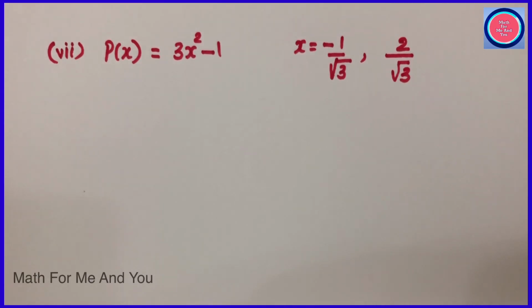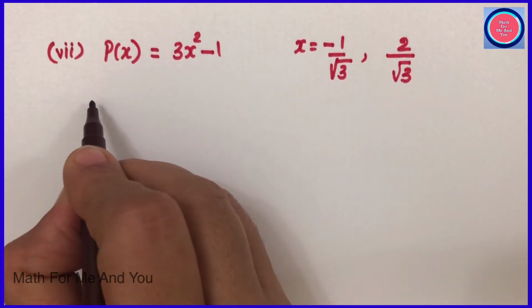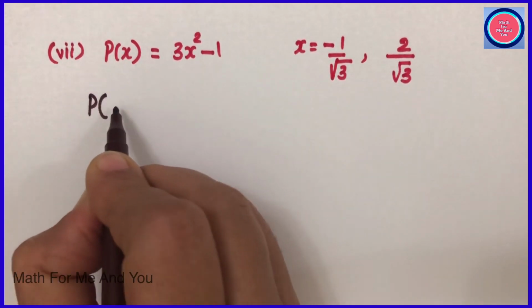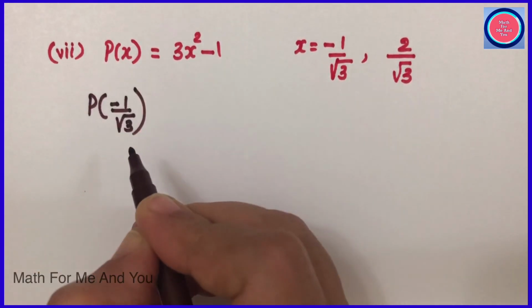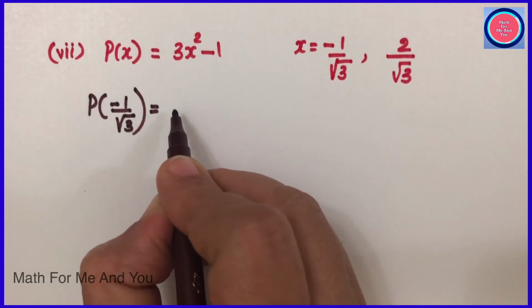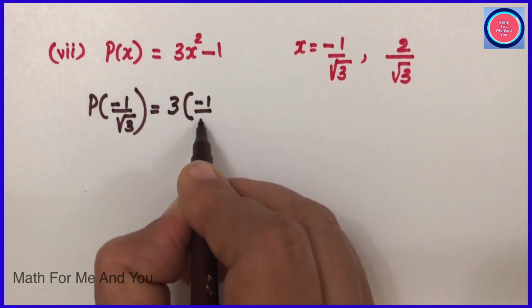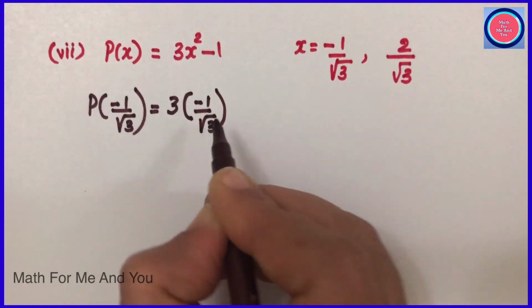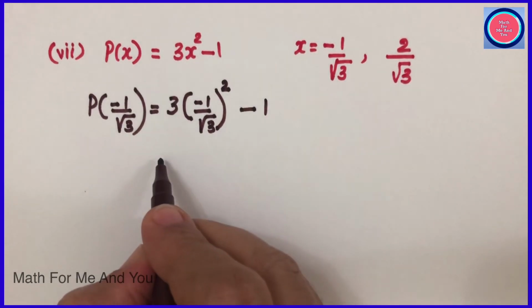Okay, now consider this polynomial P of x equals 3x square minus 1 and we have to check minus 1 over root 3 is a 0 or not. Also 2 over root 3 is 0 or not. We try with minus 1 over root 3. For that we take P of minus 1 over root 3. 3x square becomes 3 times minus 1 over root 3 the whole square. I put minus 1 over root 3 in bracket, then minus 1.